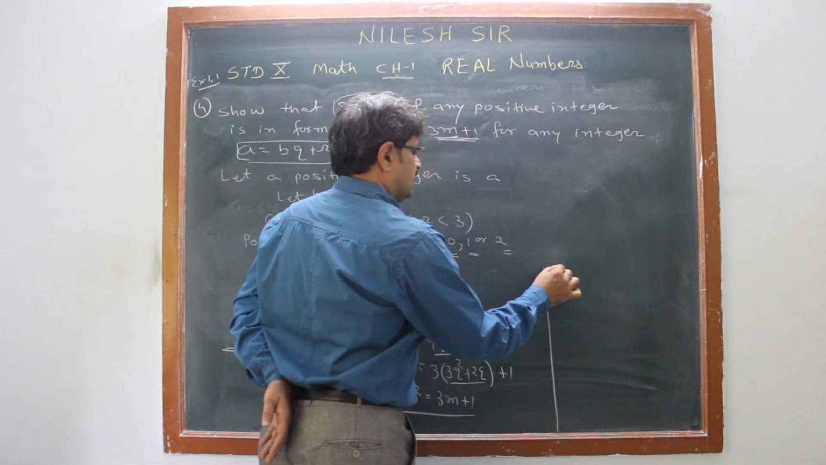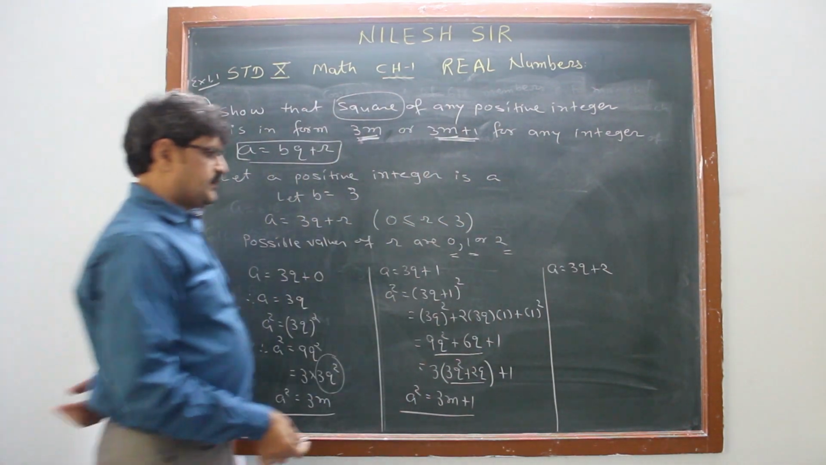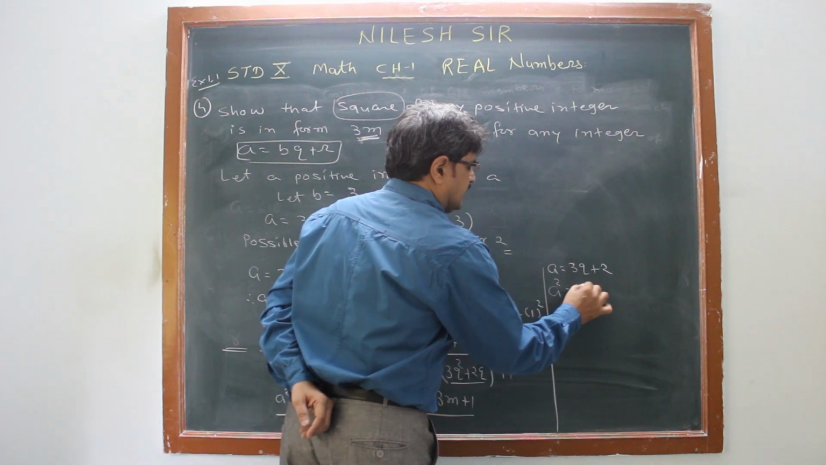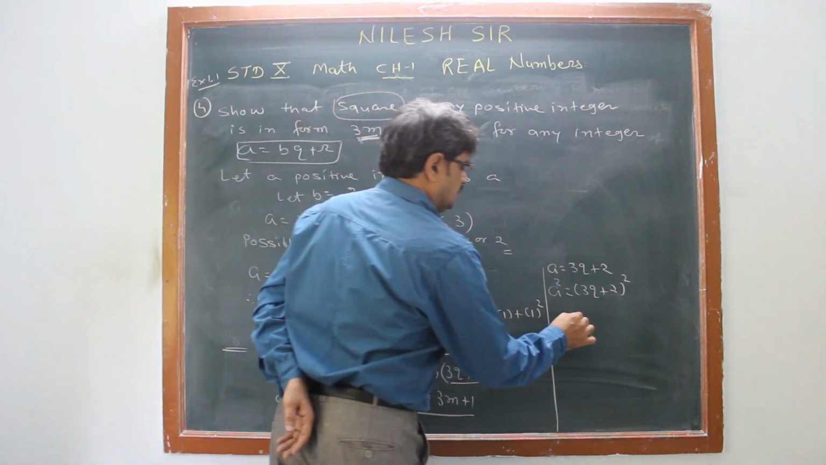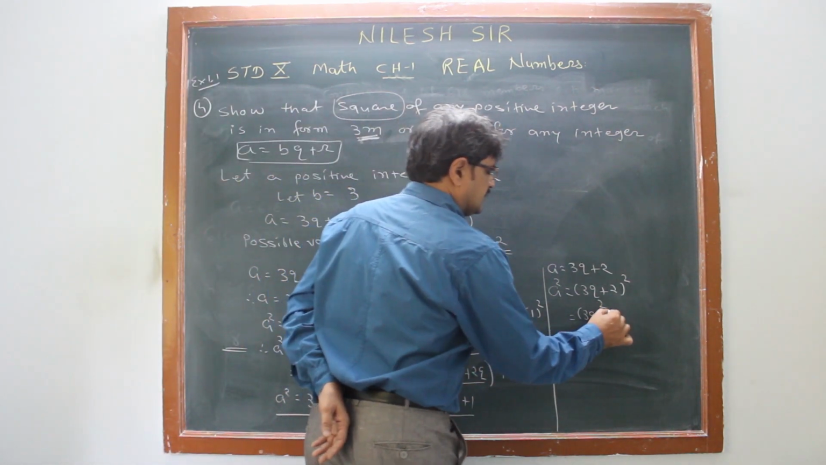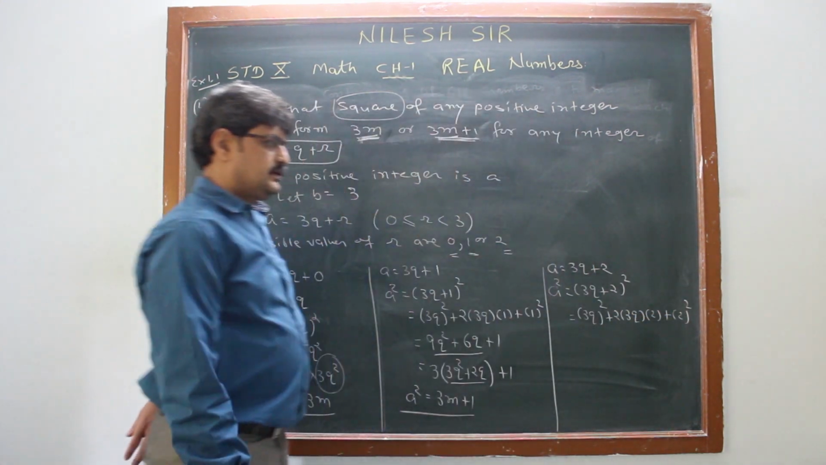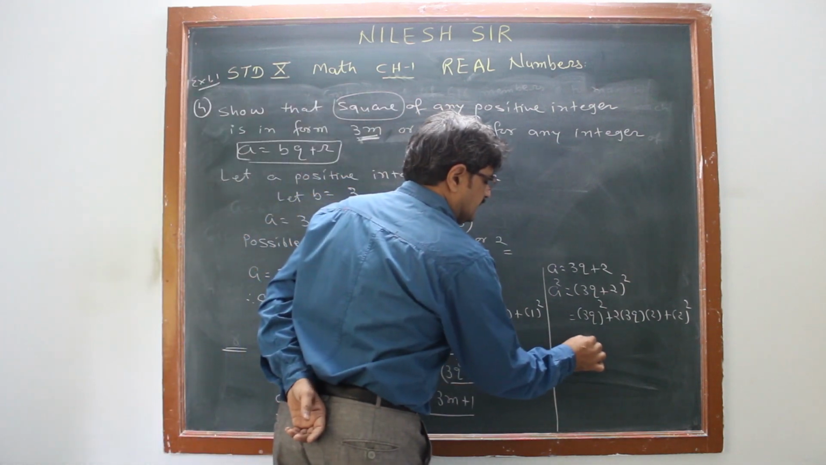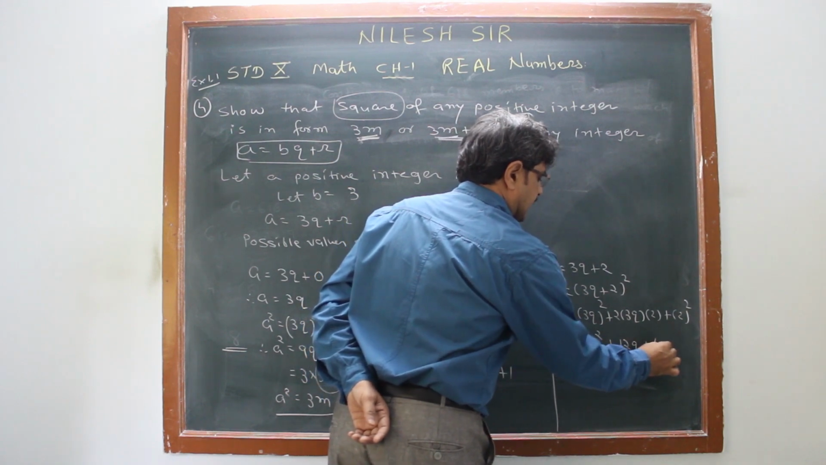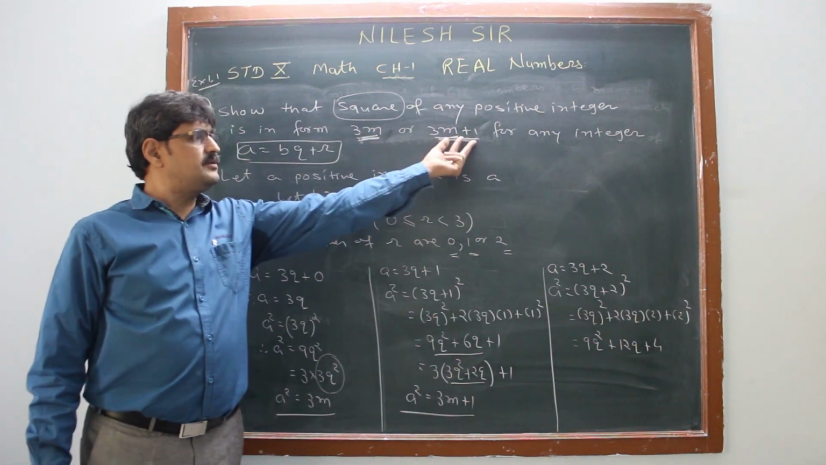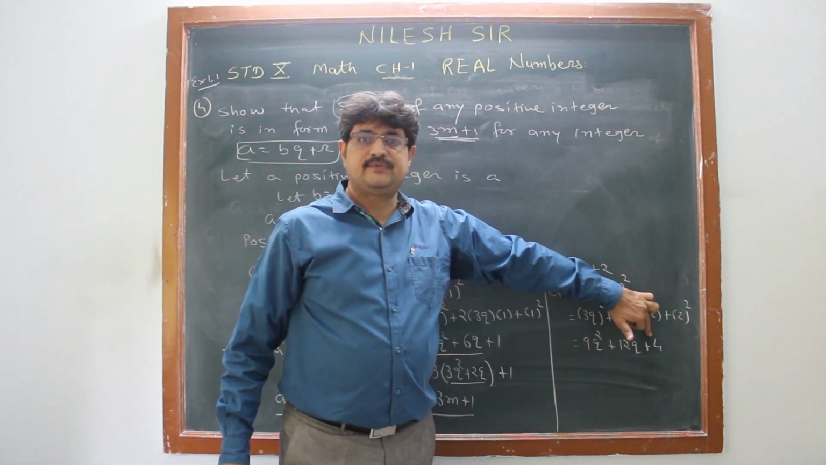Now the third one, a is equal to 3q plus 2. Now I have taken the remainder as 2. Now I am taking the square on both sides. I will have 3q plus 2 whole square. Now again the same formula: 3q whole square, plus 2 into 3q into 2, plus 2 square. So that will be 9q square, 3 2s are 6 and 6 2s are 12q, plus 4. I want it in the form of 3m plus 1. But if I take 3 common here, I will have plus 4, which is not equal to 1.